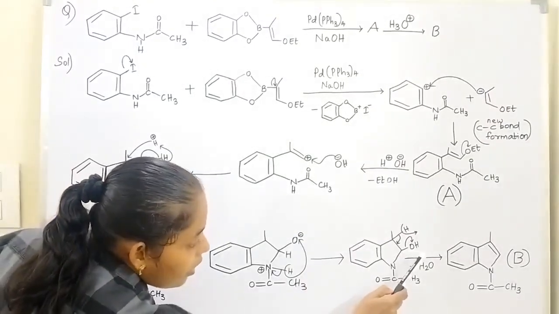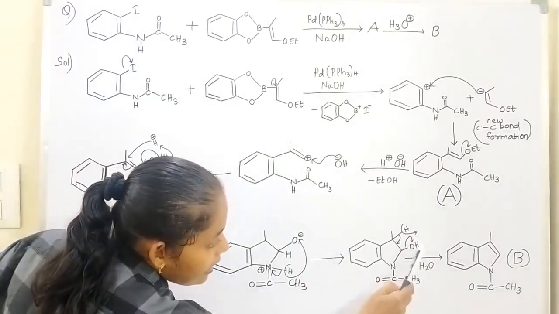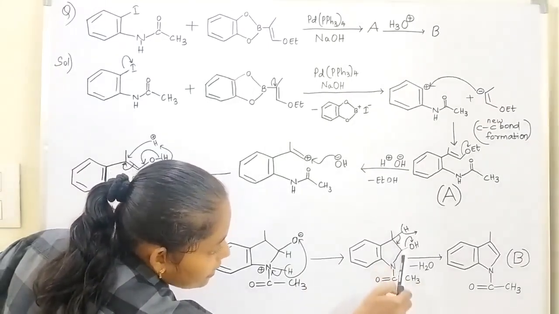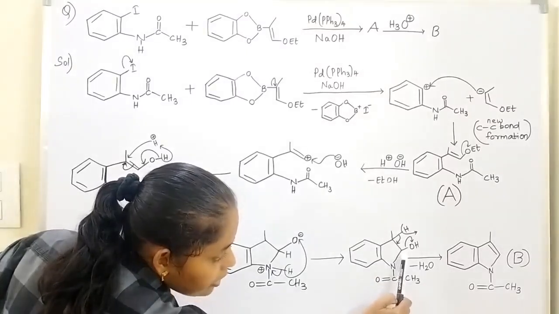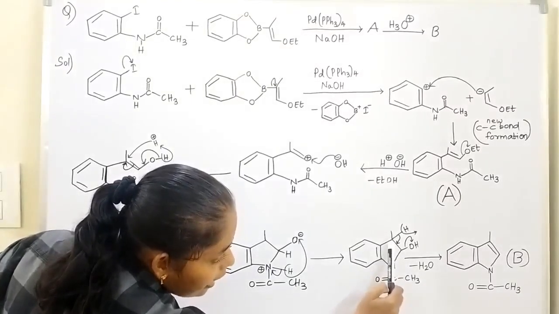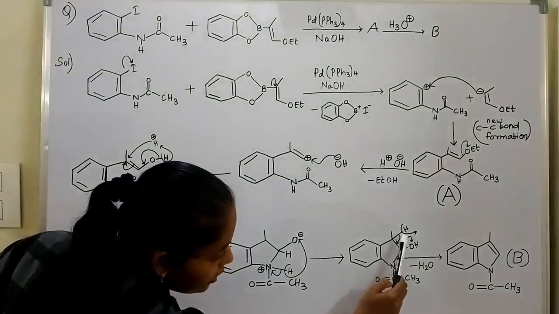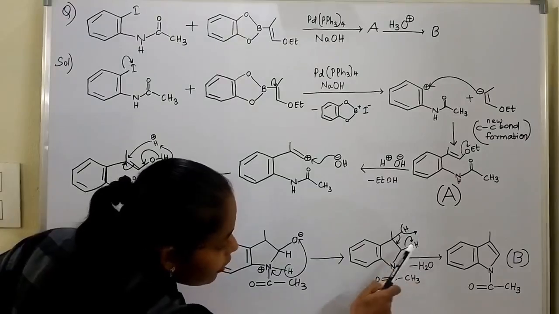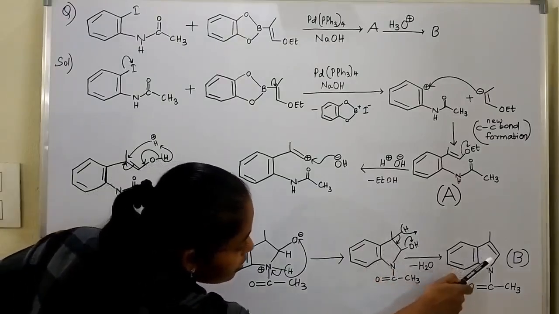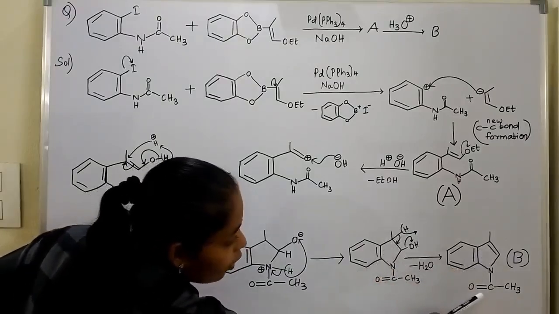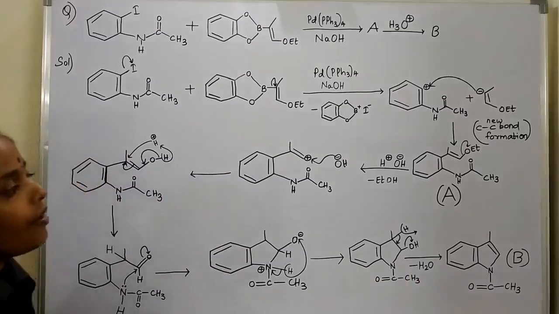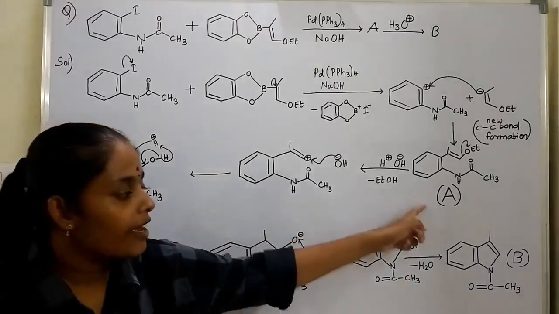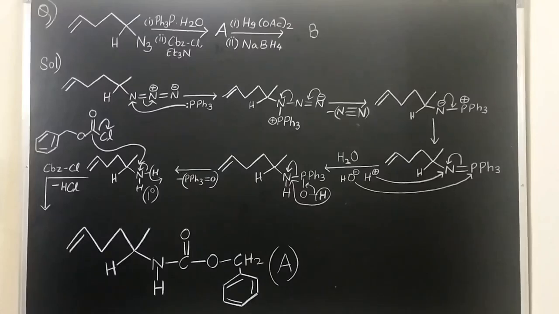OH group. Now this OH is eliminated as OH minus, and this carbon here will get a positive charge. As it is having a positive charge, the bond present between this carbon and hydrogen is shifted here and H plus is eliminated, forming a double bond between these two carbons. And the obtained compound is product B. So in this reaction, we have obtained both compound A as well as compound B.